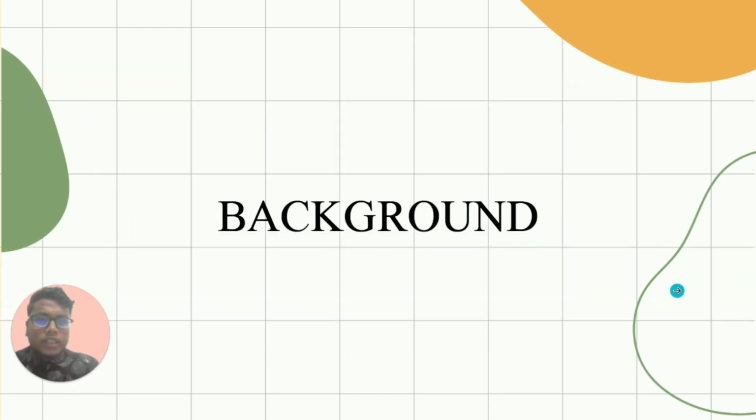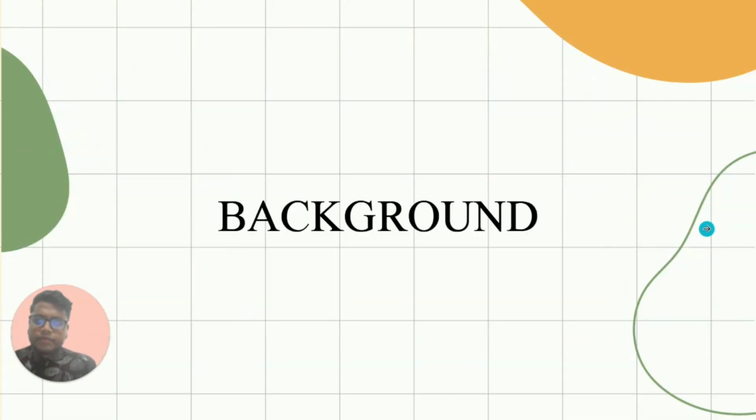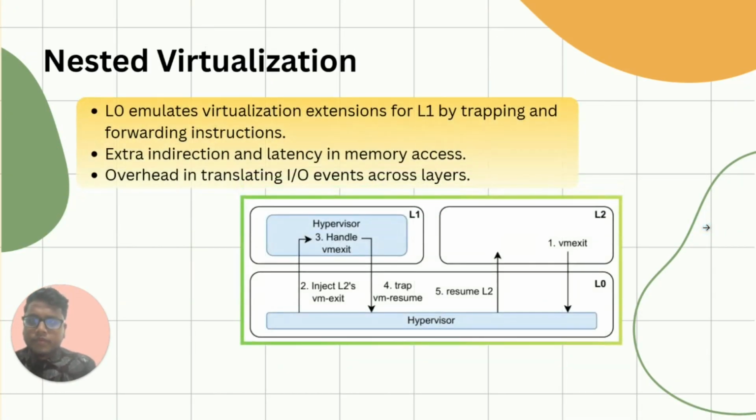Now we will move on to the background part. Nested virtualization: here is what is happening under the hood. L0 emulates virtualization extensions for L1. That means every privileged instruction from L1 or L2 gets trapped and reinterpreted. Each of those traps flushes CPU pipelines and translation caches. So the key point is, the more layers you have, the more switches you need.